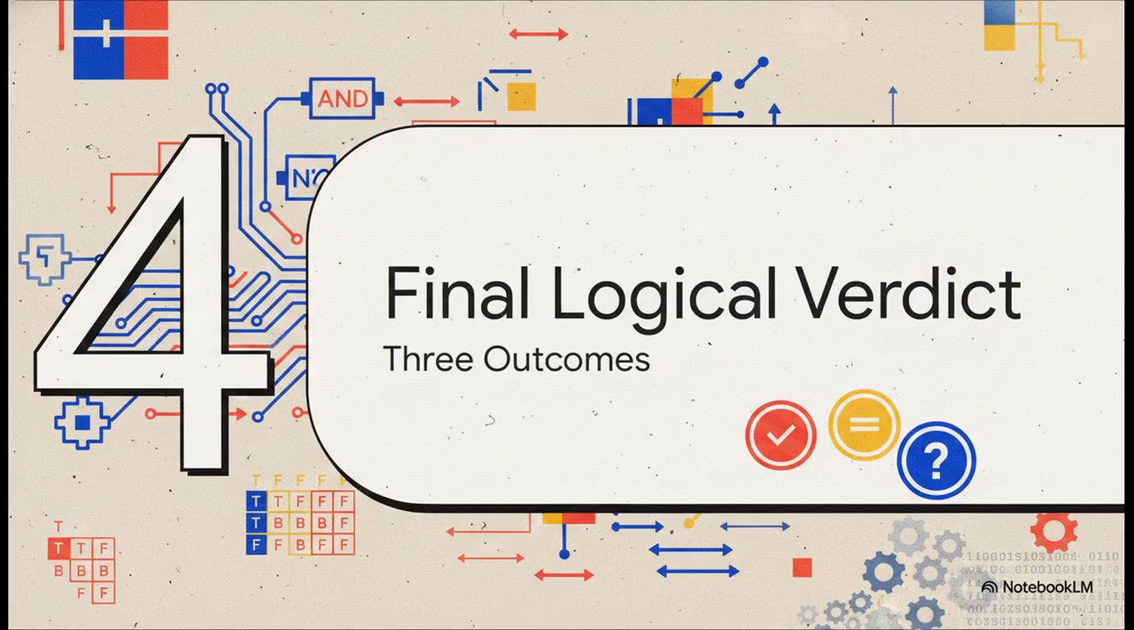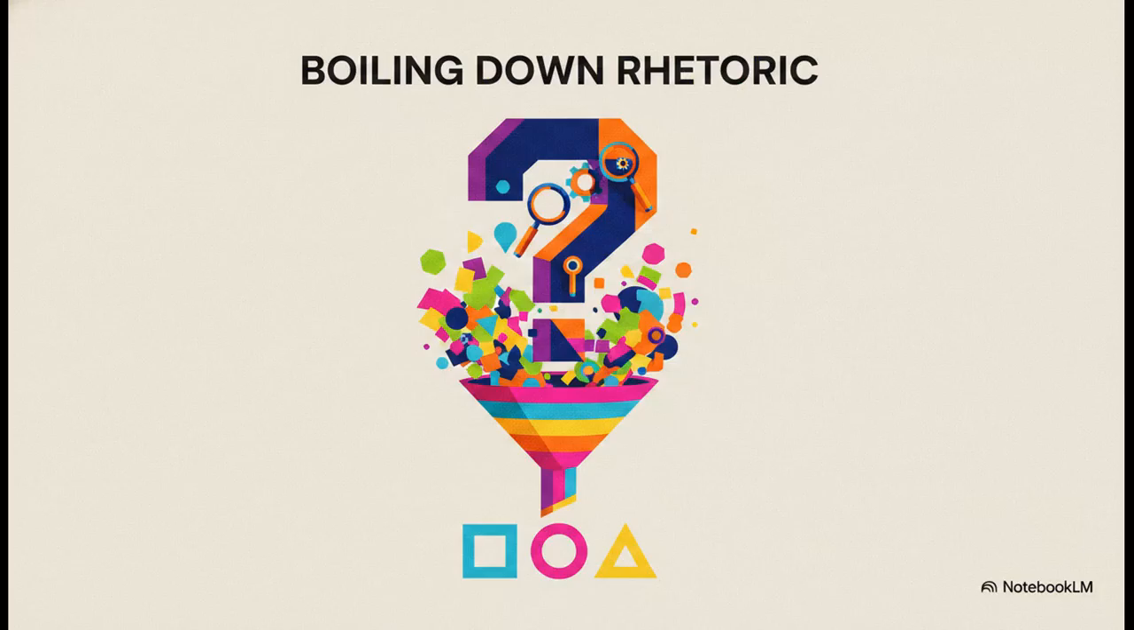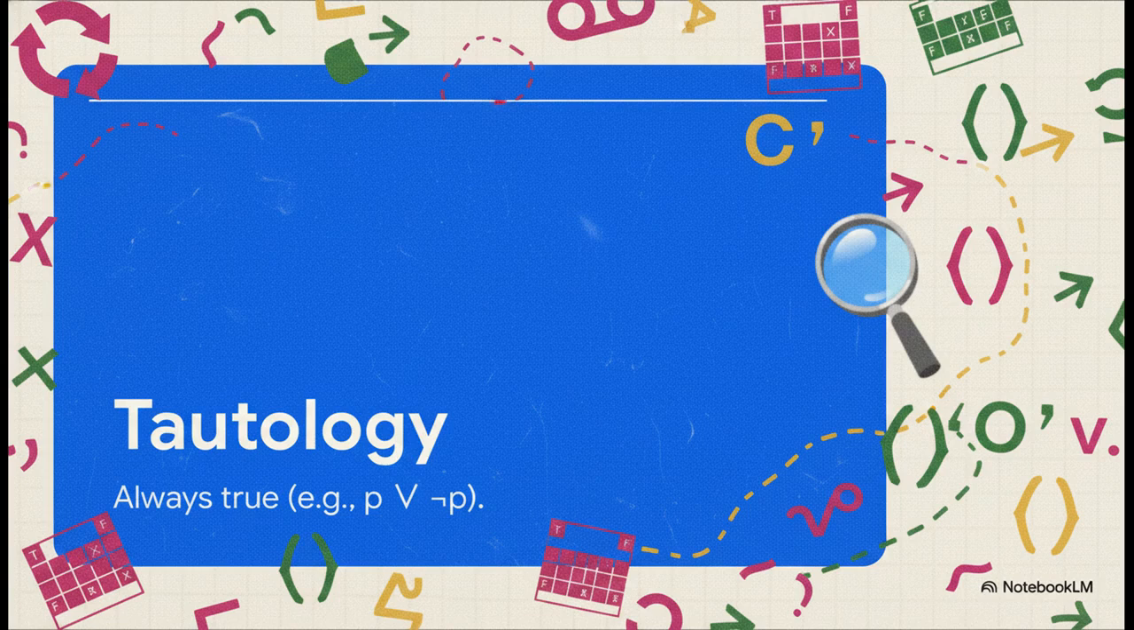Which brings us to our final section, Section 4, the final logical verdict. I want you to pause for just a second and really think about this. After an argument has been thoroughly inspected by our mathematical truth table, what could the realistic outcomes actually be? When we boil down all the rhetoric and all the noise, how does logic fundamentally categorize the final result? Well, the crucial point is that your argument is inevitably going to fall into one of 3 distinct categories. The first is a tautology.